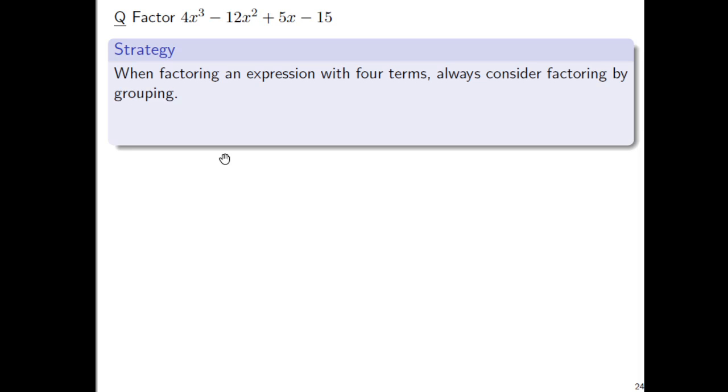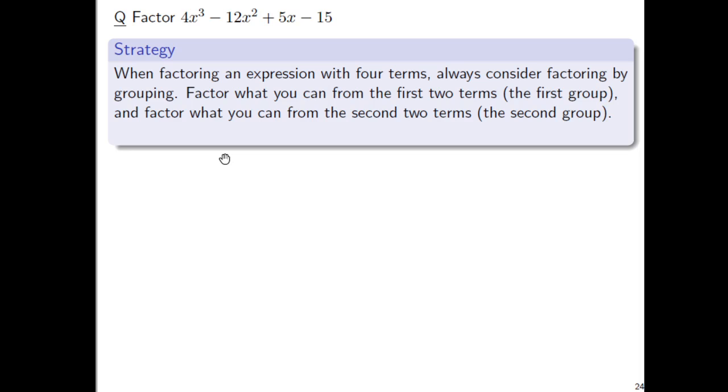Okay, let's factor 4x to the third minus 12x squared plus 5x minus 15. Now, when you are asked to factor an expression with four terms, you should consider factoring by grouping. I can't promise this works all of the time, but every time you see four terms and you're asked to factor, you really ought to consider this factoring by grouping process.